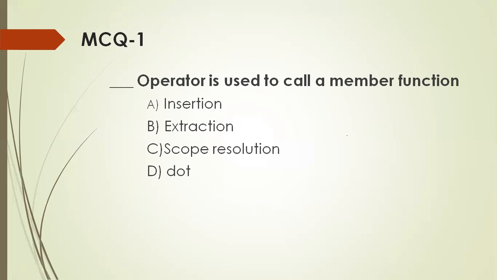Next. Which operator is used to call a member function? Member function is called generally with the dot operator. The correct answer is D: object name dot the function name. Because you cannot call any of the member functions of the class directly. You have to call with one object. Whichever object you are using for that operator, directly you can access the member data.